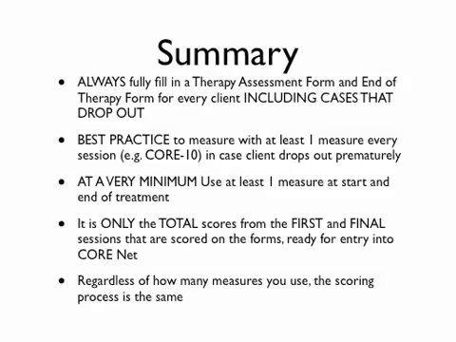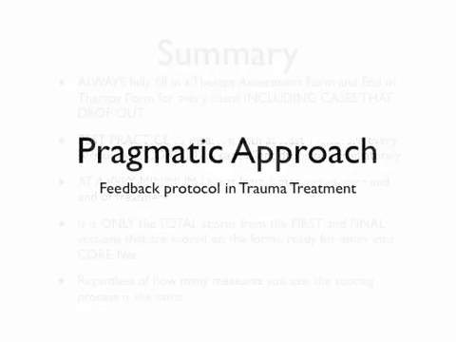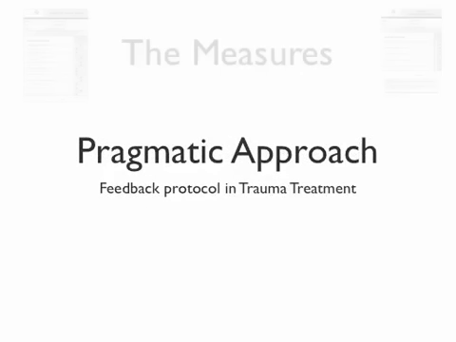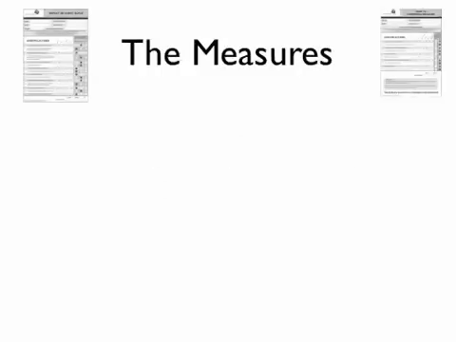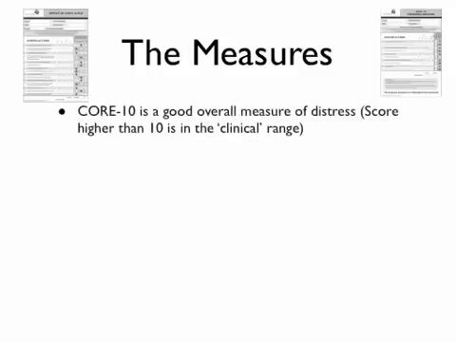Now let's look at what you might be interested in for trauma treatment. Well, CORE 10 is a good overall measure of distress, and a score higher than 10 is in the clinical range. The Impact of Event Scale is a good measure of the more typical trauma-specific symptoms, and it covers both avoidance and intrusion.